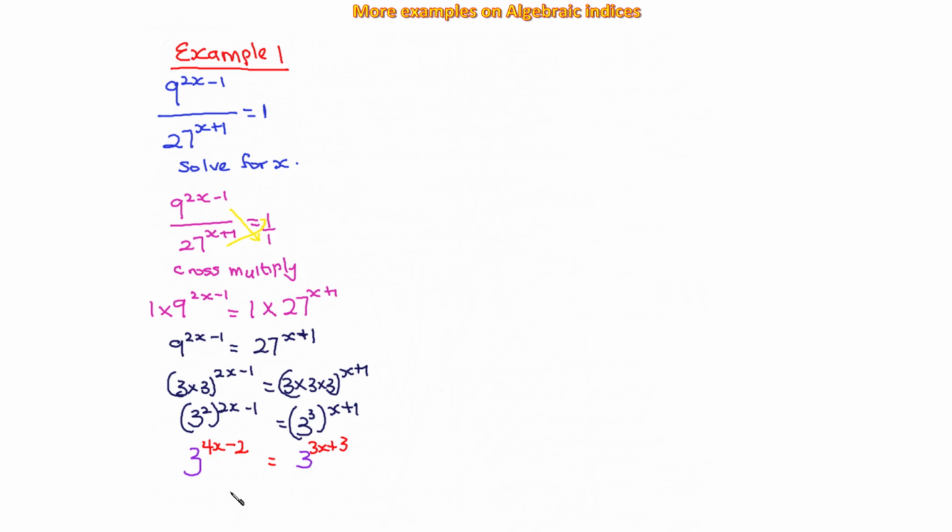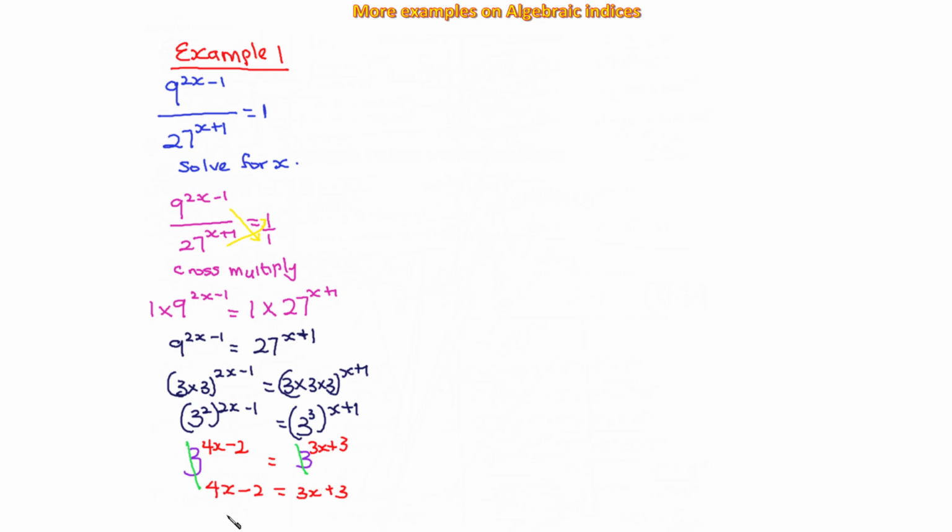Now, can you see? You are getting there. What are we to do here? Since the base on the left hand side is equal to the base on the right hand side, the bases will be cancelled out. Cancel the bases. That will be 3 cancelling 3. Then you have 4x minus 2 is equal to 3x plus 3.